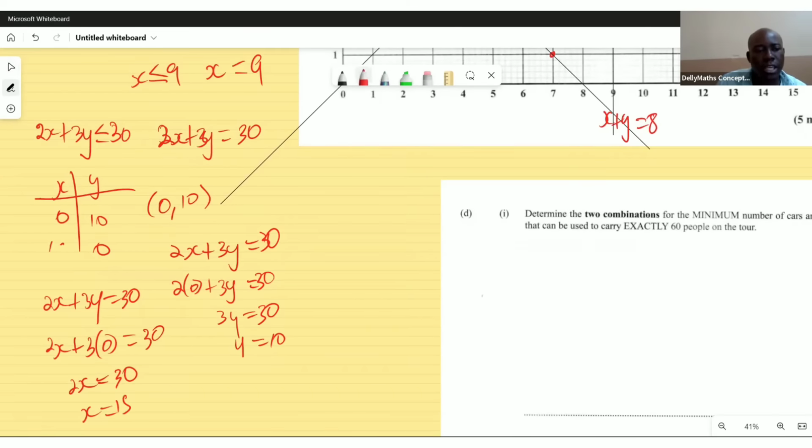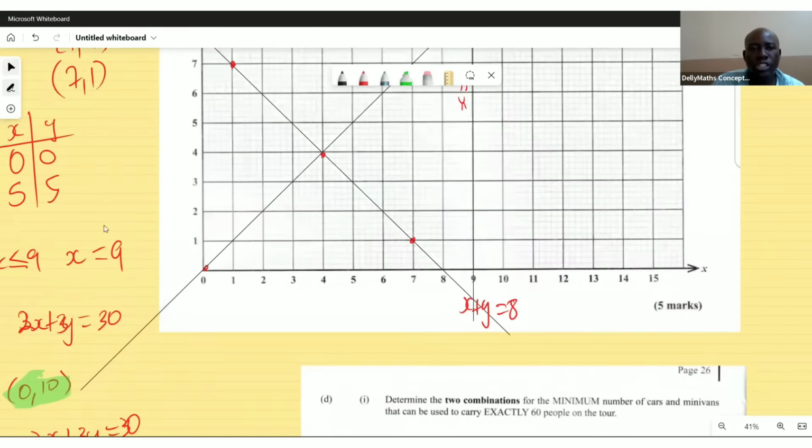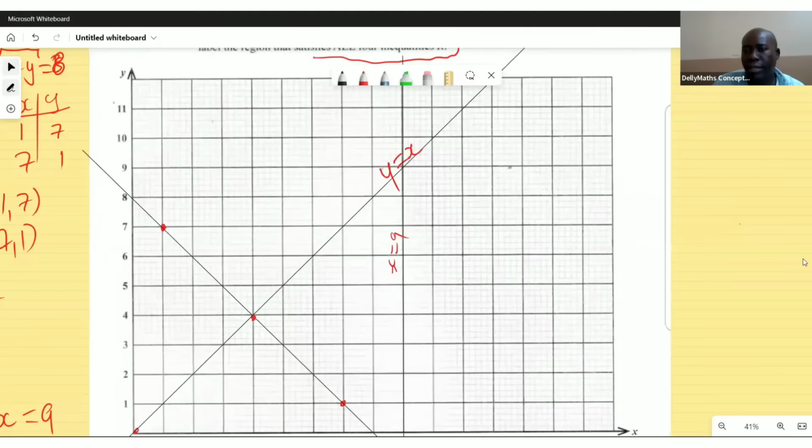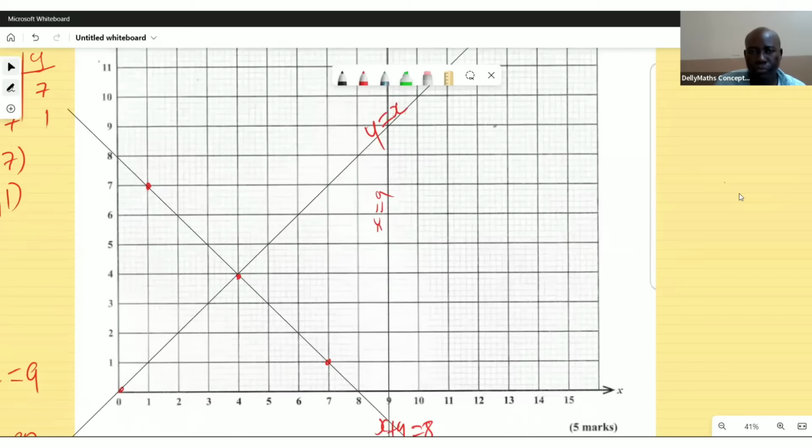So the point here is 15 with 0. Oh, look at that. We have 0, 10 and 15, 0. So those are the 2 points that I need to find just to connect that line. So I'm coming from 0, 10, which is right here, and we're going to 15, 0 right there. So I need to take out my line.